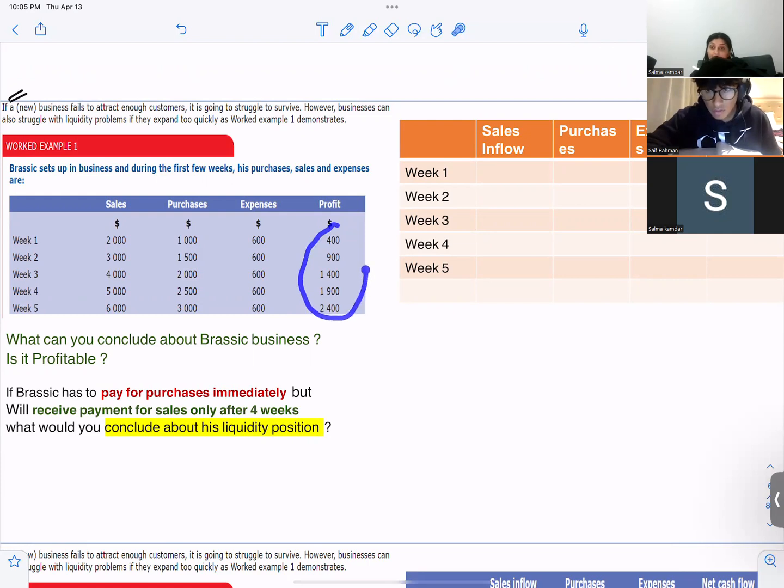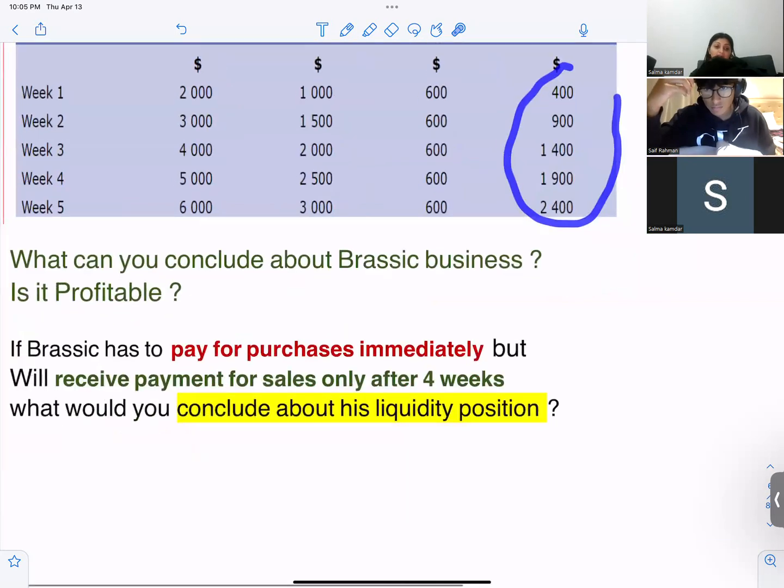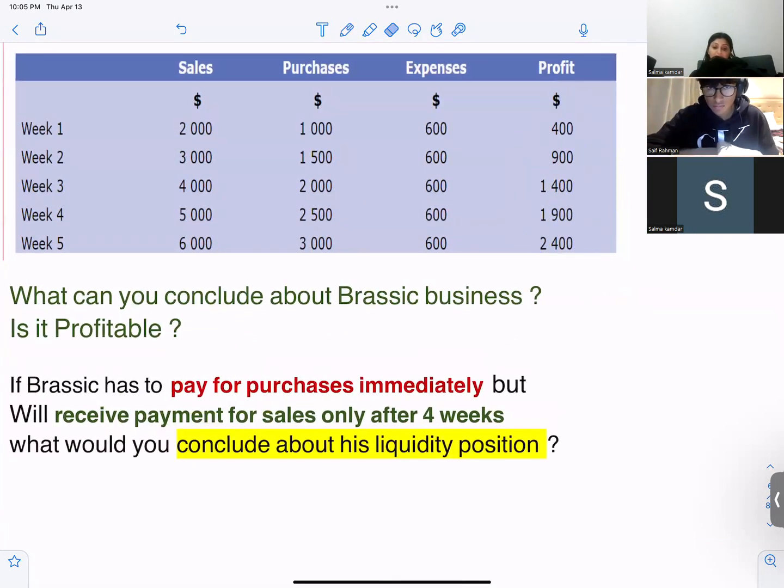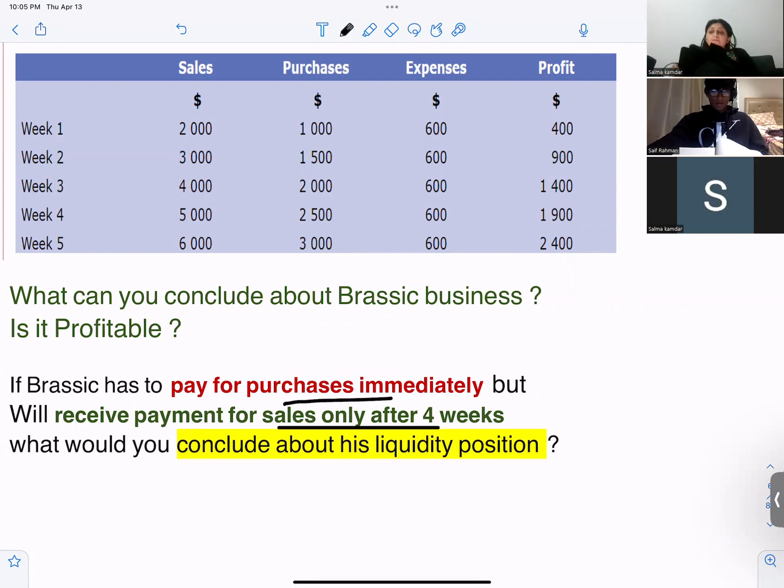Yes. Okay. But if I tell you that you have to pay for your purchases immediately, but you will receive payment for sales only after 4 weeks, what will you conclude about this liquidity position? The business will be less liquid because it'll be hard for them, because they will pay for purchases immediately before they receive money.